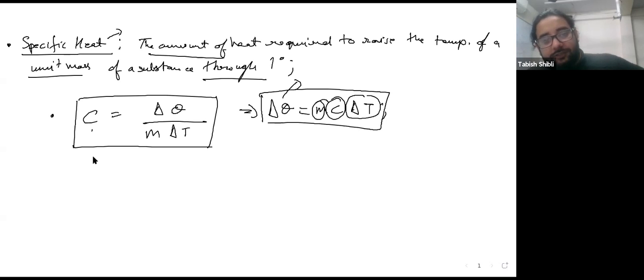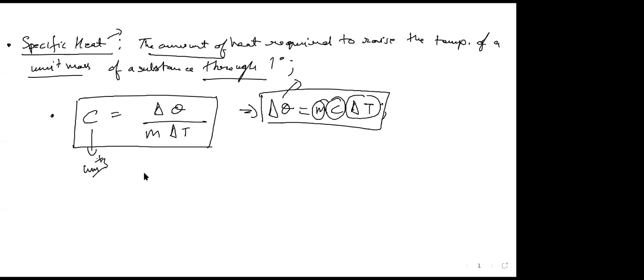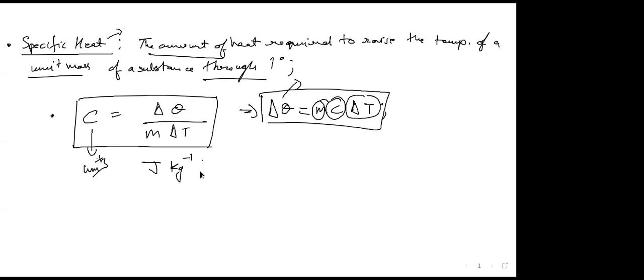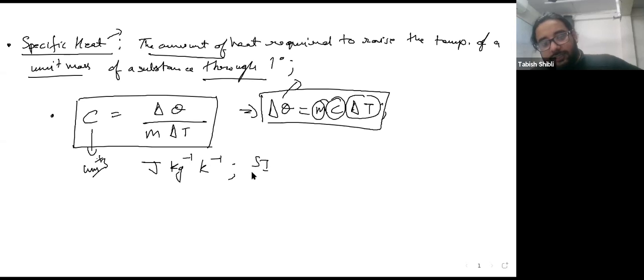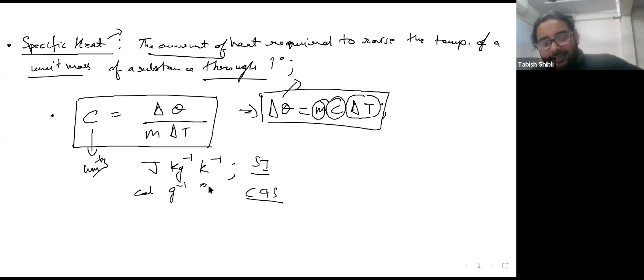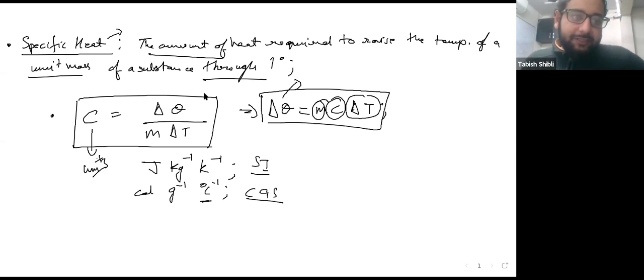Like C का units. Sir, joule kilogram inverse Kelvin inverse. Kilogram inverse and Kelvin inverse. Right? This is the SI unit. Yes. What about CGS? Calorie gram inverse and degree Celsius inverse. So in CGS, one is using degree Celsius. Remember that. Okay, one can define this thing, which is the heat capacity.